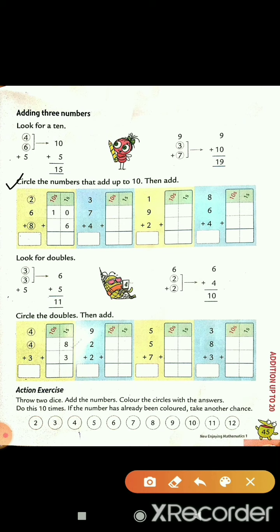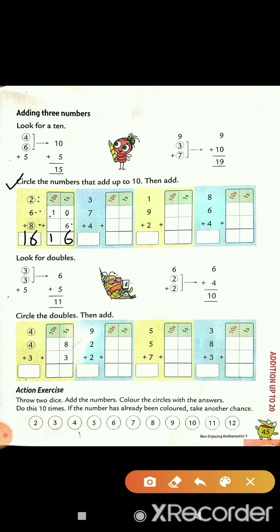Circle the numbers that add up to 10, then add. Okay, students. Now here, 2, 6 and 8. 2 and 8 makes a 10. 2 and 8 are already circled. 10 is written here and the remaining number 6 is written here. So 10 plus 6 is equal to 16. Easy, students. So 2, 6 and 8, when we add them together, our answer is 16.